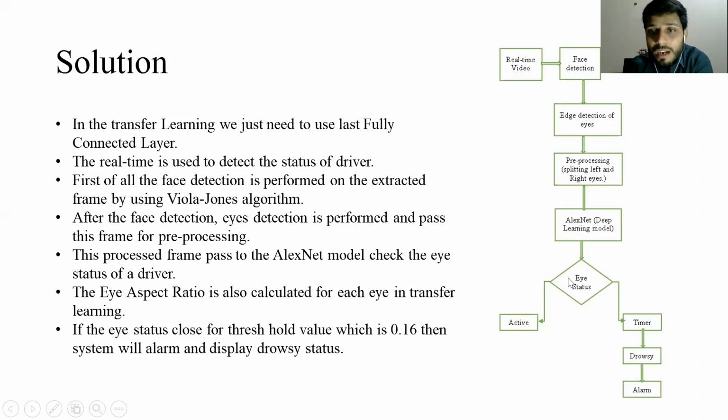If the eye is closed for the specified eye aspect ratio, I have used 0.16. If the eye is closed for 0.16, which is the threshold value, then the system will generate an alarm and the status shows as drowsy. Otherwise, the eyes are just blinking, and the status shows as active.